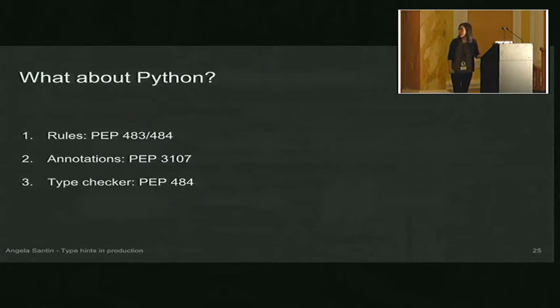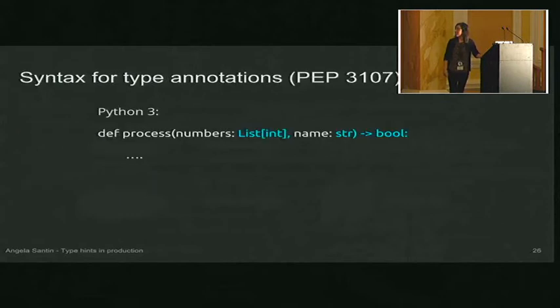So what about Python? I said we need three things to have a static type checker. We need rules, and those are already specified in those PEPs. We also need annotations. Those are covered. And we need a type checker, and the specifications for the type checker are in PEP 484. So it seems like we're ready to go.